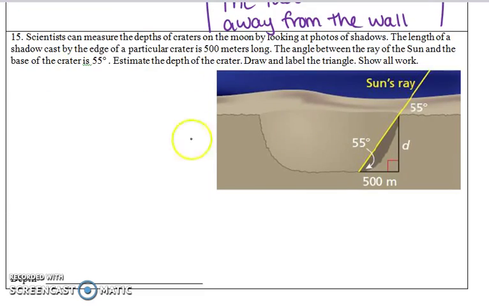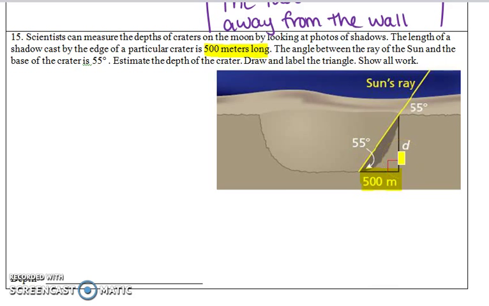The next question, I will not do this all the way through, but I will get you started. This next question is pretty interesting. This is a real life application that scientists actually use. They measure the depth of craters on the moon by looking at photos of shadows. The length of a shadow cast by the edge of a particular crater, so we have the crater going on here, it's kind of this dip in the brown part of the picture, says that the shadow is 500 meters long. So this is the shadow here of the crater.